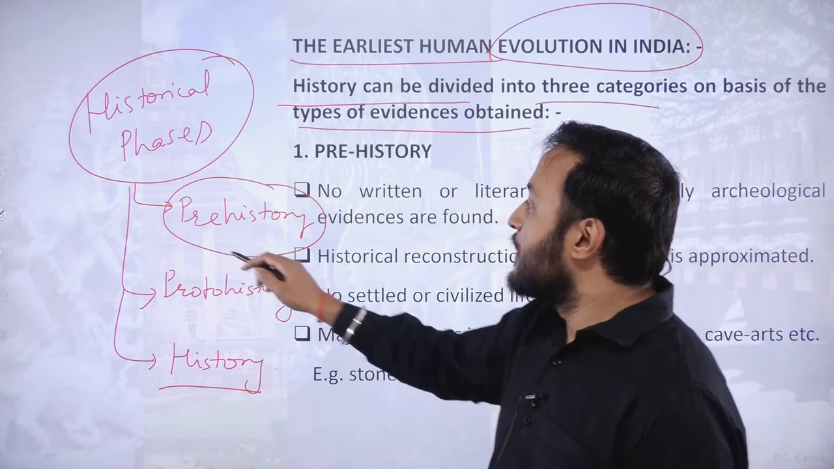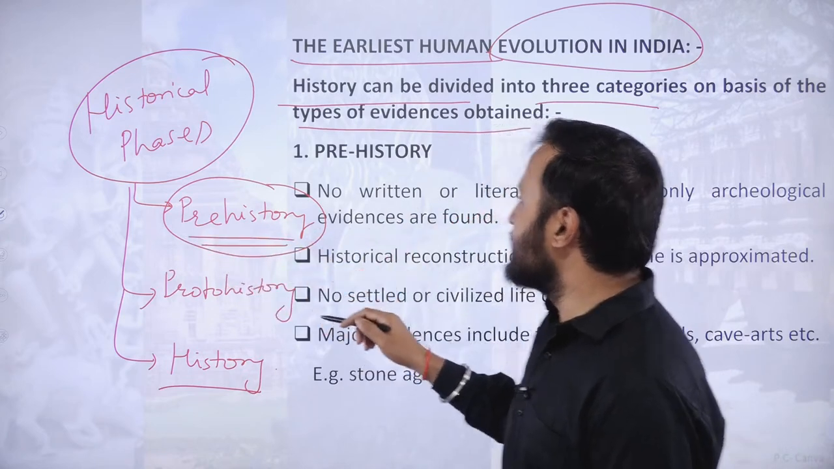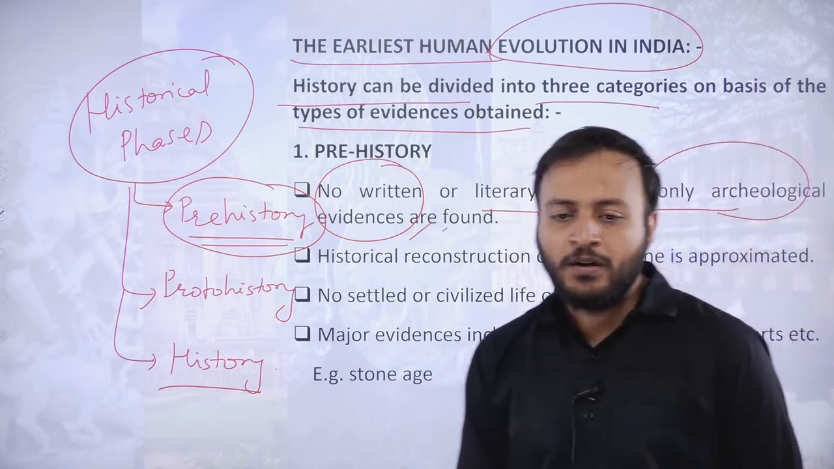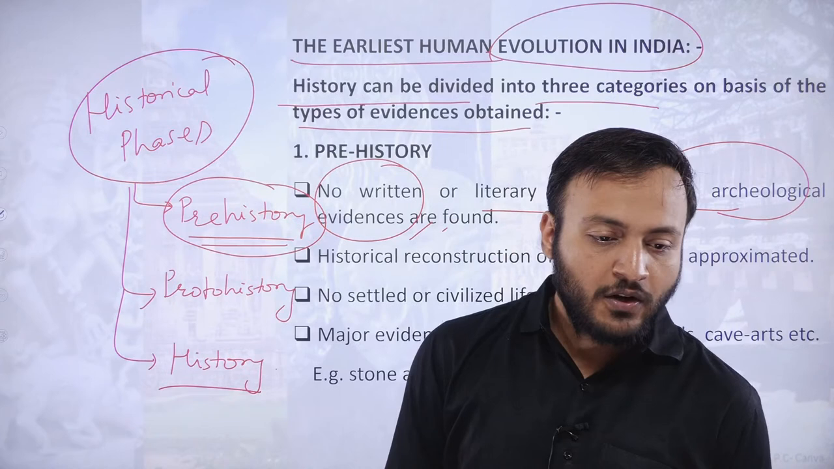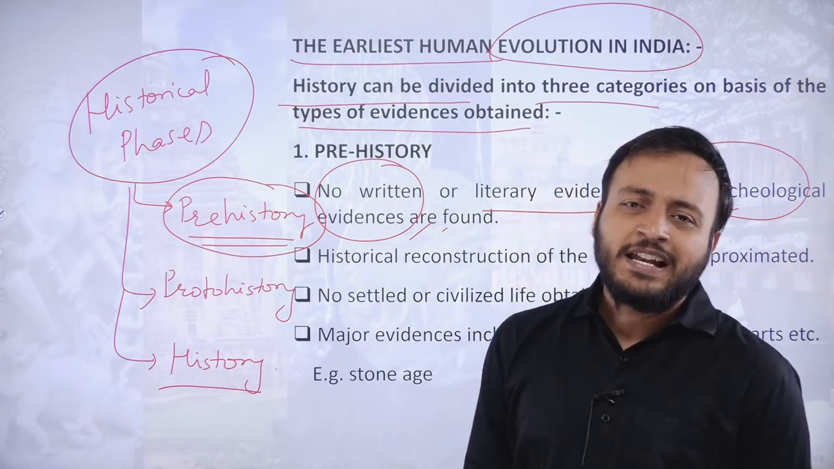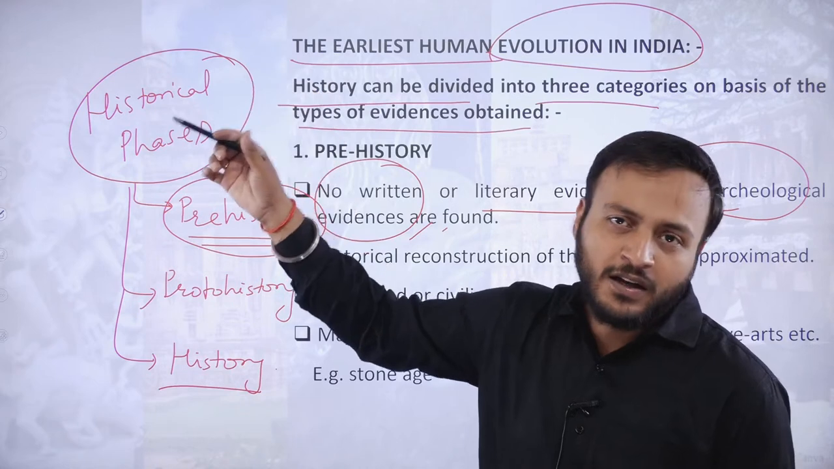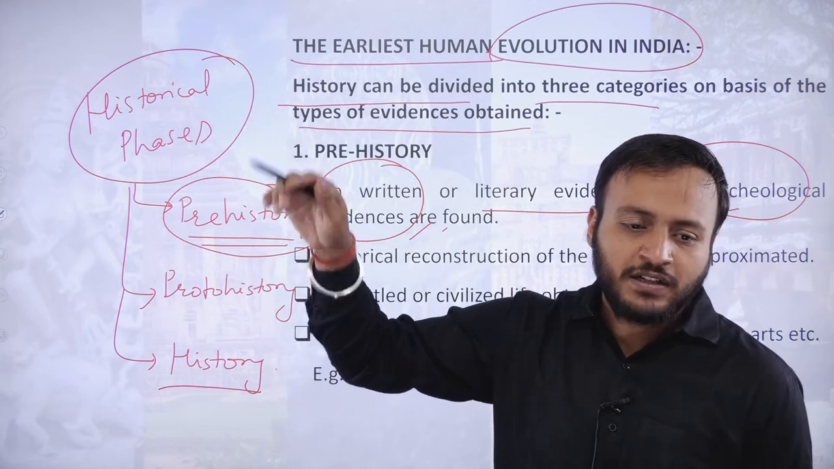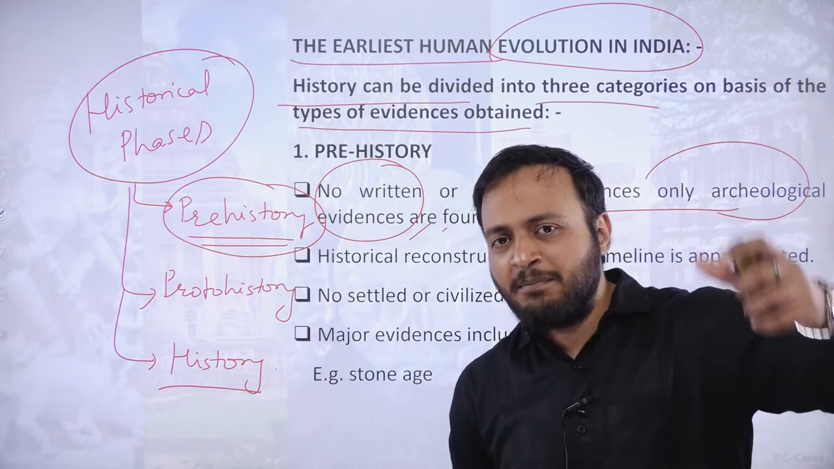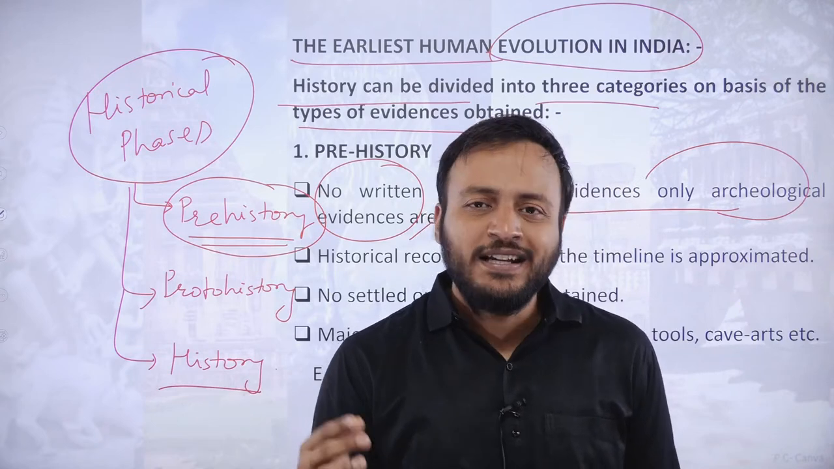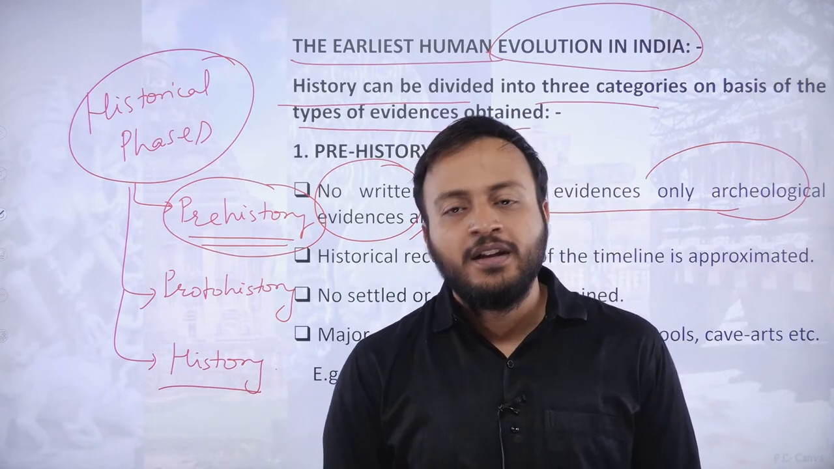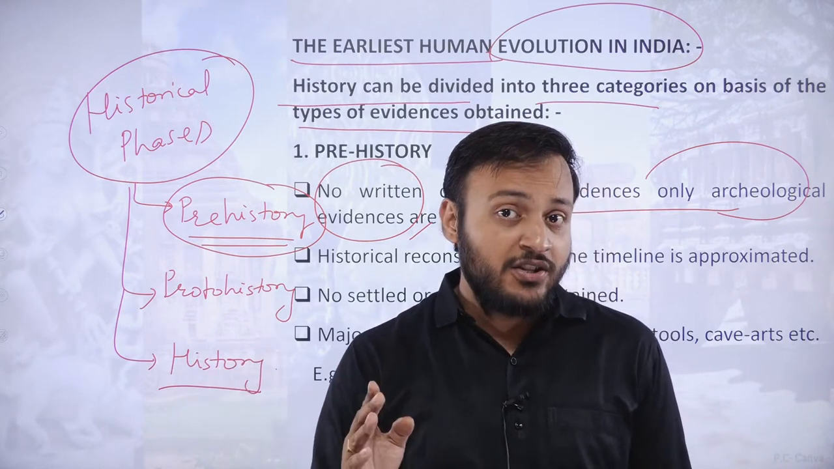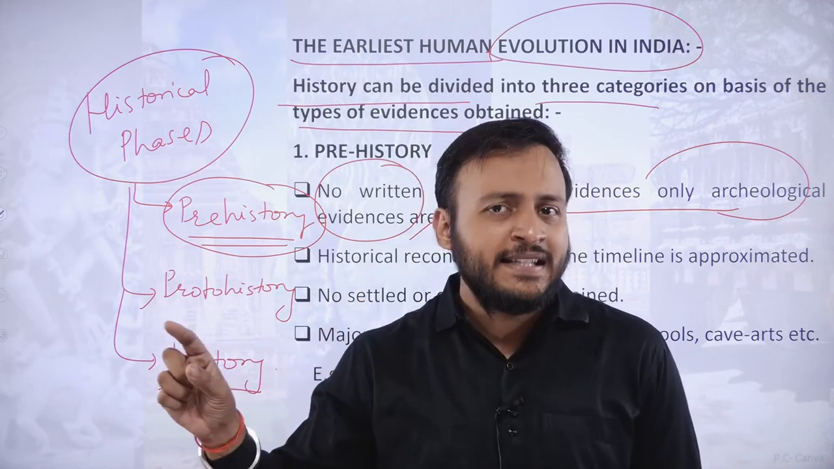Got it, everyone? So, what is the prehistory? Prehistory is when there is no written or literary evidence, only archaeological evidences are found. Bhaskar, I'm just telling you one thing: since the beginning of the geological cycle, the age of the earth, there have been constant changes occurring. And around 11,000 years ago, there was a major change, that is the end of the Ice Age.